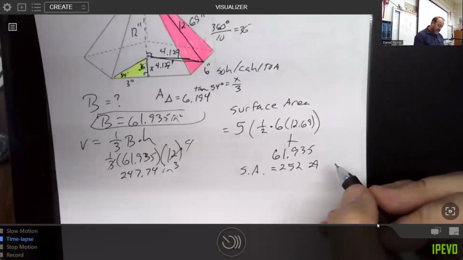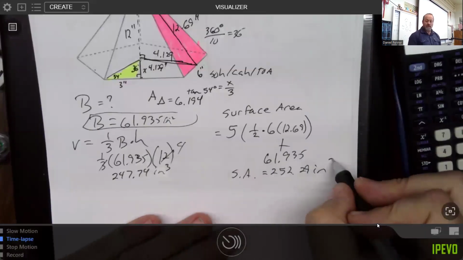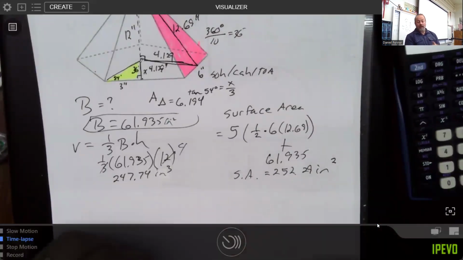And I found out that the surface area would be 252.29. And again, everything here was measured in inches, so the surface area would be in inches squared.